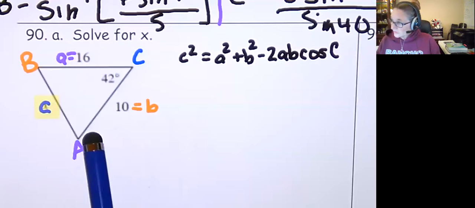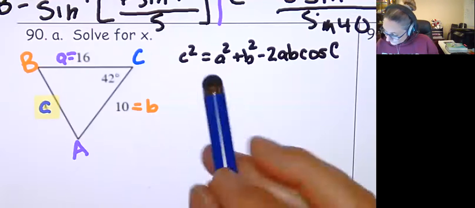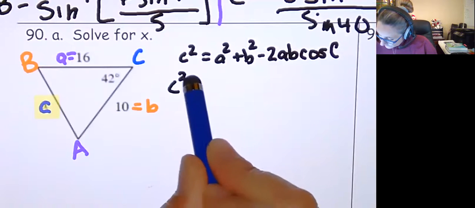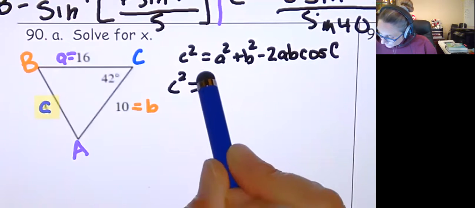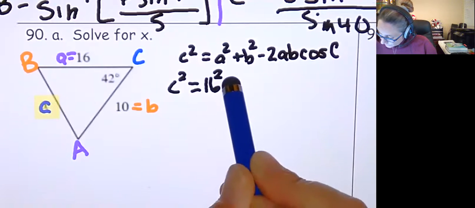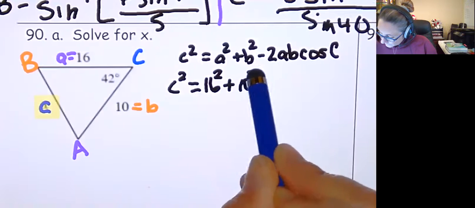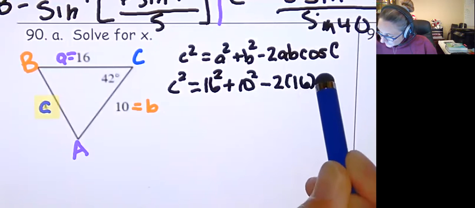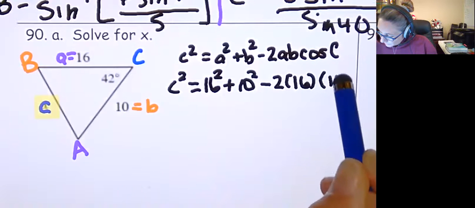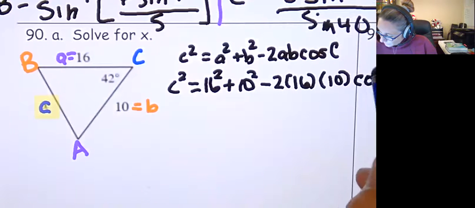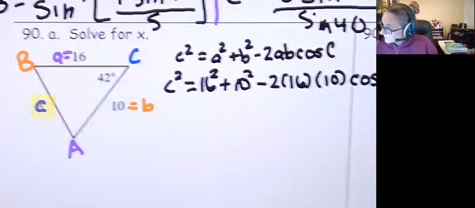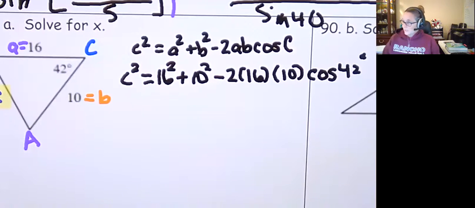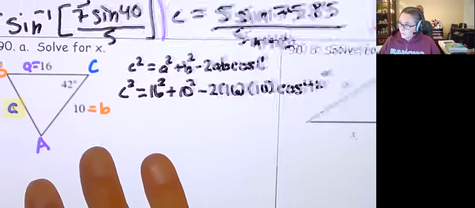So now I'm going to substitute in what I know. So c squared, which is what I'm going to be finding, is equal to a squared. So that's going to be 16 squared plus b squared, which is 10 squared, minus 2 times my a, which is 16, my b, which is 10, and cosine of 42 degrees. Okay, and then I'm going to be putting that into my calculator.